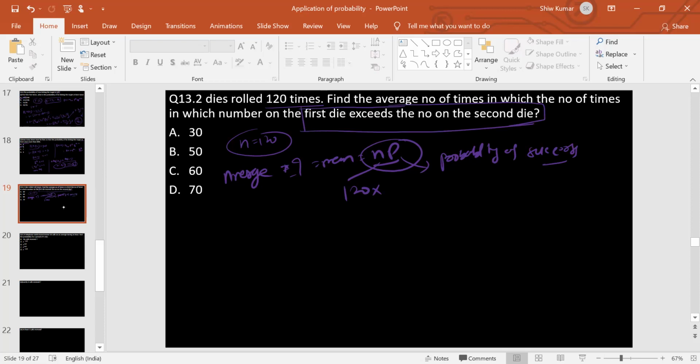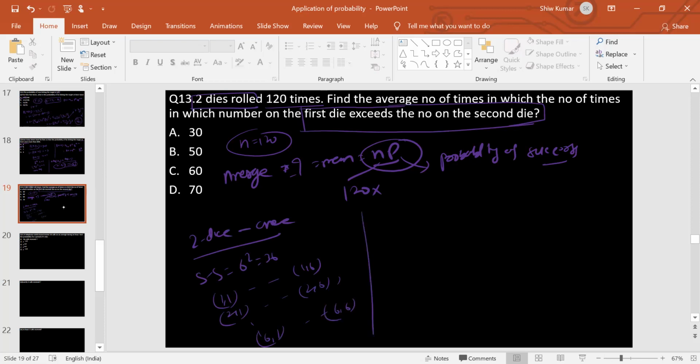तो देखो यहाँ पे 2 dice को एक बार रोल करेंगे. If you roll 2 dice once, तो इस केस में जो सैंपल स्पेस बनेंगे it's 6 square is 36. And what is the sample space? That will start from 1 1 and it will go up to 1 6, and 2 1 to 2 6, and it will go on 6 1 to 6 6. तो इस केस में first die should exceed the number on the second die. Whatever the number is on the first die, that should be greater than the second die.